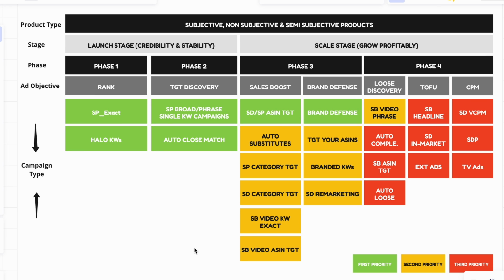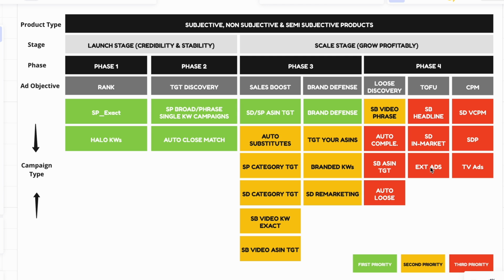Only once you're profitable, only then you'll come to phase 3 or phase 4. In phase 4, certainly there are various ad types. You can focus on video ads. You can switch on your auto complements. You can also switch on your sponsored brands, ASIN targeting campaigns, or auto loose match campaigns. Or you may also test your sponsored brands headline ads, sponsored display remarketing ads, external ads. You may also test a couple of VCPM ads.